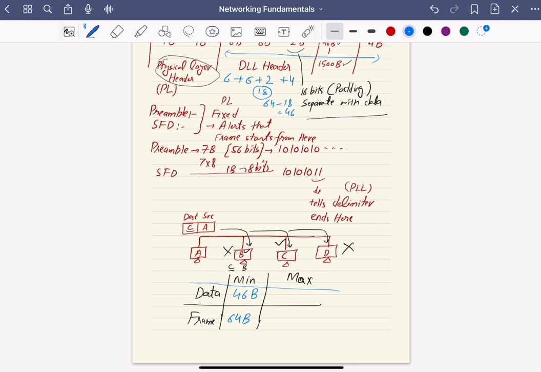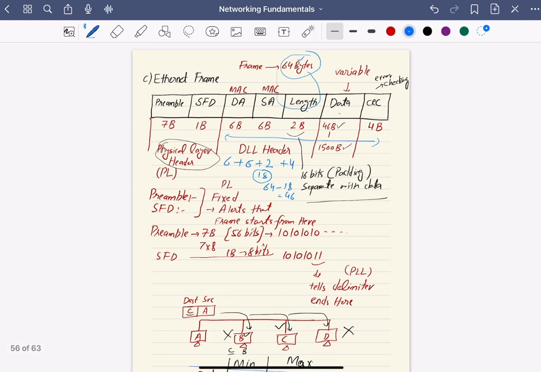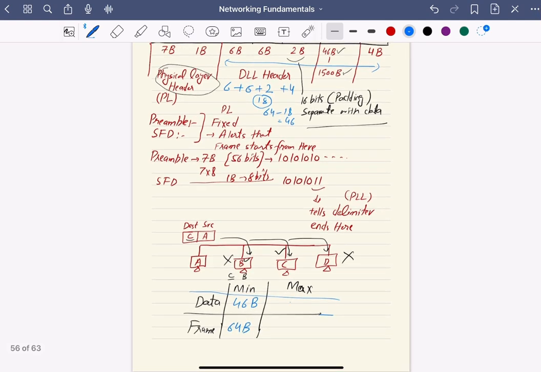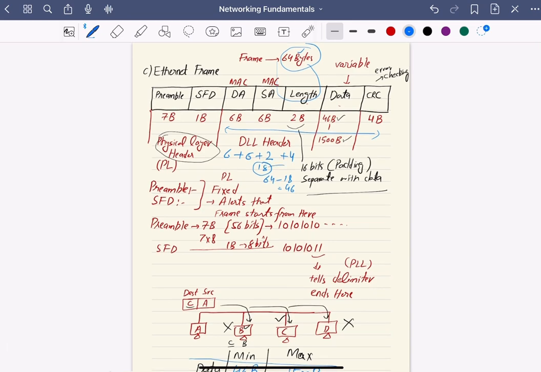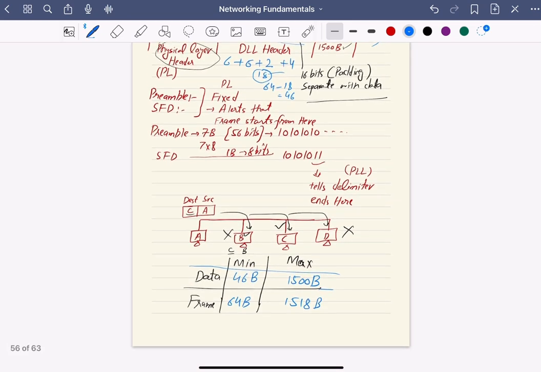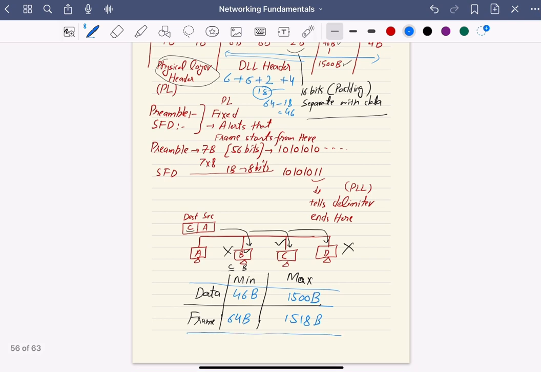Let's go to the maximum one. So the maximum size, we have already talked about it. It should be 1500. I mean, you can calculate that, the maximum 1500 bytes. So what would be the maximum frame? Add those 18, of course, the remaining fixed components. So this is basically the max and the minimum size of the frame and the data as well.